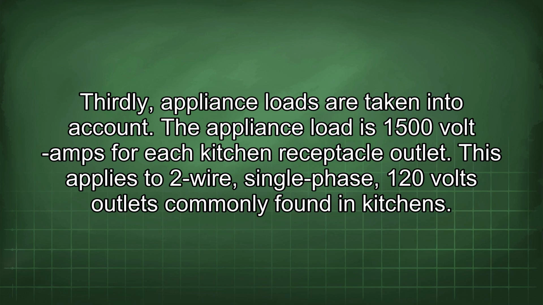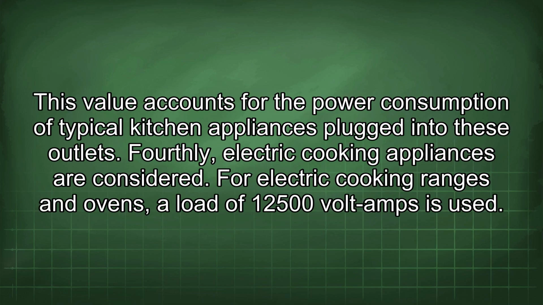Thirdly, appliance loads are taken into account. The appliance load is 1500 volt amps for each kitchen receptacle outlet. This applies to 2-wire, single-phase, 120 volt outlets commonly found in kitchens. This value accounts for the power consumption of typical kitchen appliances plugged into these outlets.